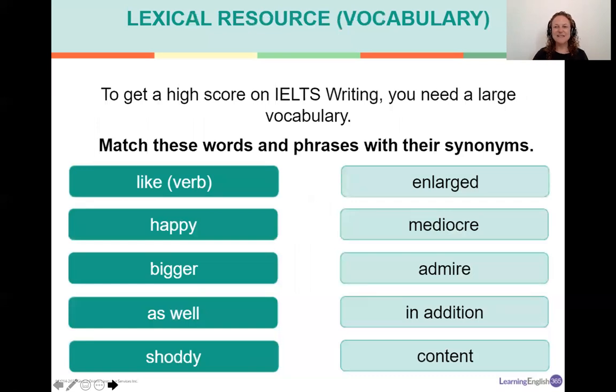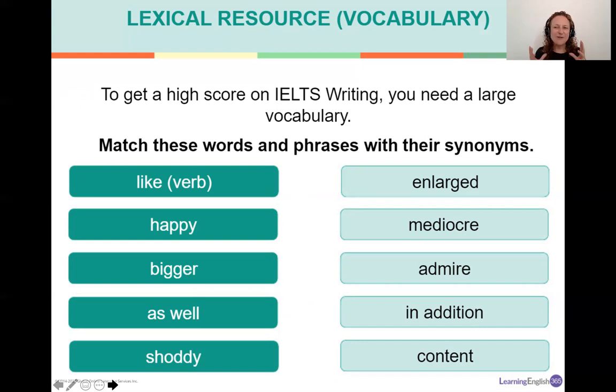Lexical resource, that's your vocabulary. And to get a high score, you need a large vocabulary. Okay? Like I said, whether you're paraphrasing the exam question, so you're not using exactly the same words that the question uses, or even in your own writing, you're not repeating the same words and phrases. You know, sometimes we explain a similar concept, but we can use different words to show the breadth of our knowledge of the English language. And it's very important to do that.